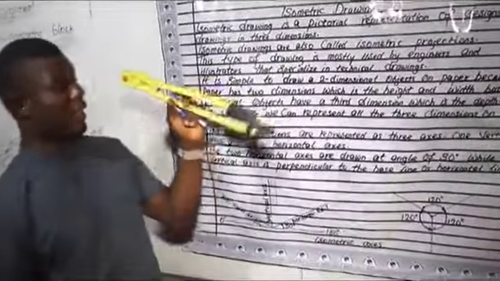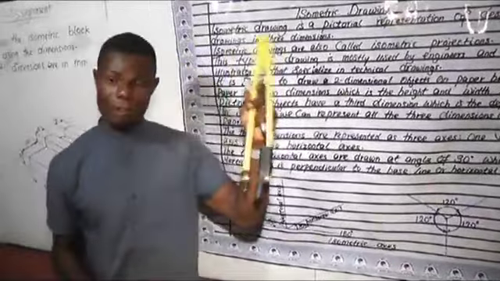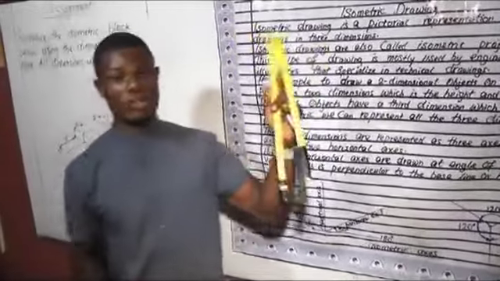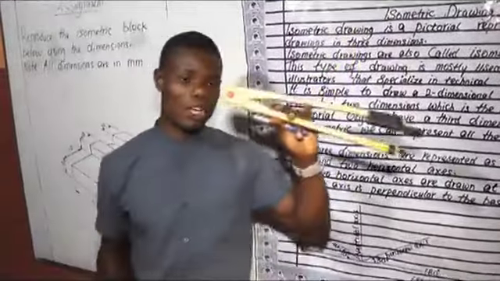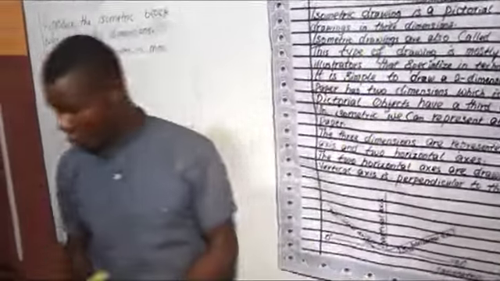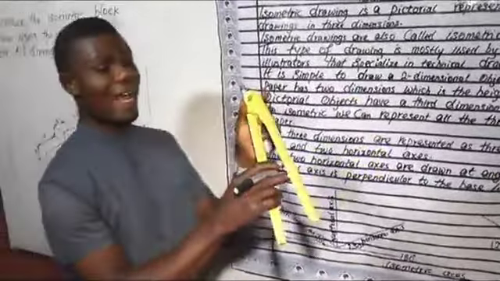This is the compass, or a pair of compass as you may call it. We use this to draw circles, semicircles, or arcs. In this very topic, we may not necessarily make use of this, but just take note that this is also a drawing instrument.